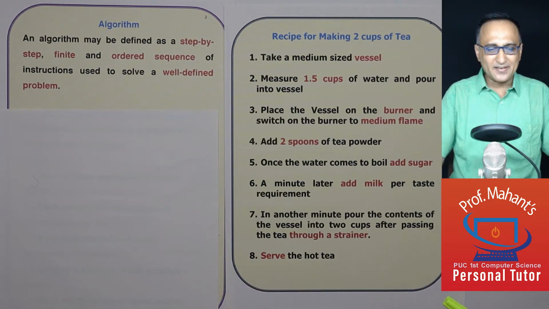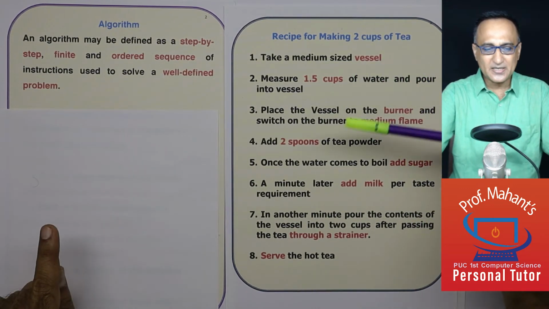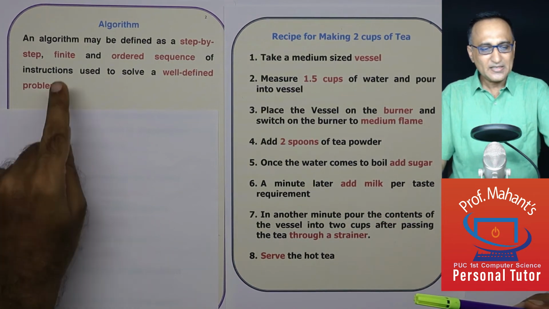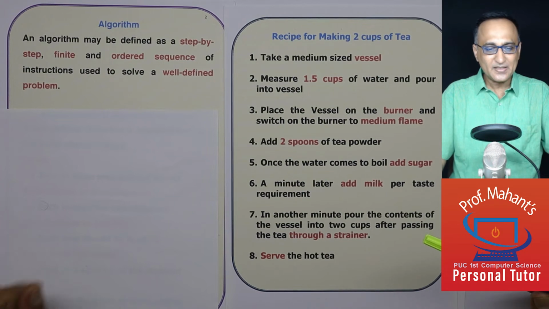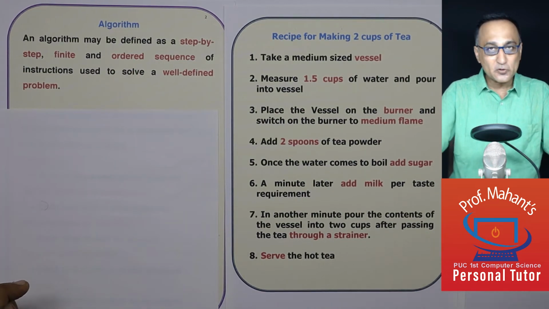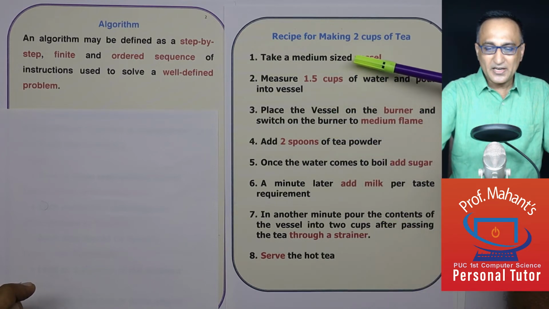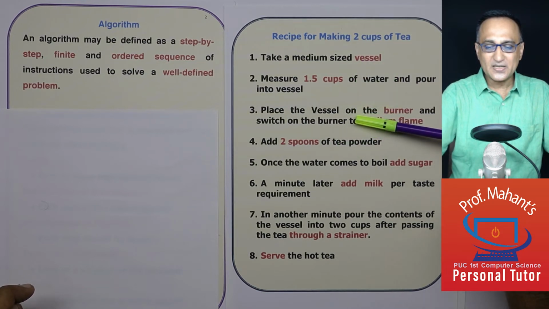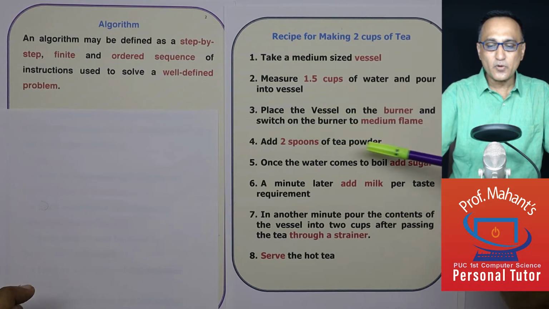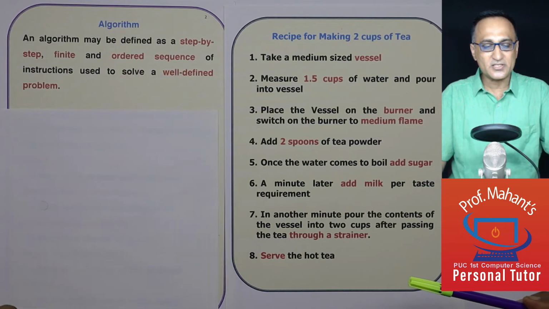So if you look at it here, to make tea, I have followed the first rule. It's a step by step instruction. Is it finite? Yes, at the end of the 8th step, I am able to drink tea. Is the sequence well ordered? Absolutely, it is well ordered. Because if I had said, step 1, take a medium sized vessel, add 2 teaspoons in step 2, okay, start the burner as step 3, then the tea powder would have burnt off. That is not the correct order of the sequence. So I am again using an ordered sequence.